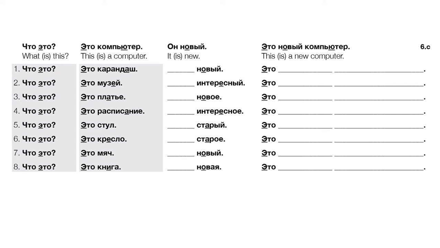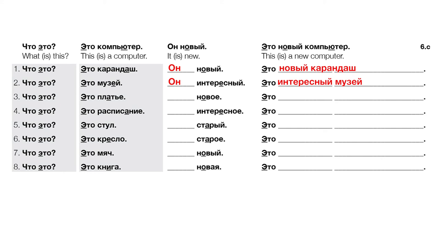So, один, number one. Что это? Это карандаш. Он новый. It is new. Это новый карандаш. Right, this is, or that is, or it's a new computer. And again, you see how the English translation can vary in terms of how we convey what this pointing word is doing. Два, number two. Что это? Это музей. Он интересный. Это интересный музей.